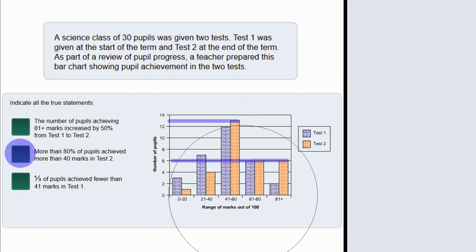Finally, the last statement claims that 1/3 of the pupils achieved fewer than 41 marks in Test 1. Well, we can see from the graph, if we're looking for less than 41 marks in Test 1, we have a total of 3 plus 7, so we have 10 pupils. Now 1/3 of 30 is 30 divided by 3, 10, and we have that 10 pupils achieve fewer than 41 marks in Test 1. So this statement here is true.